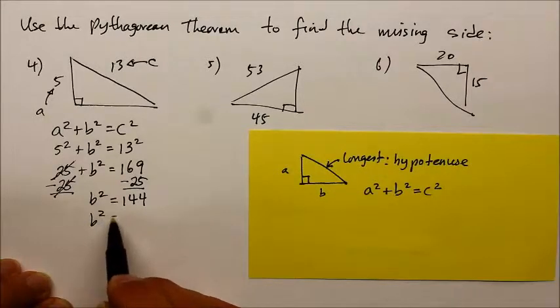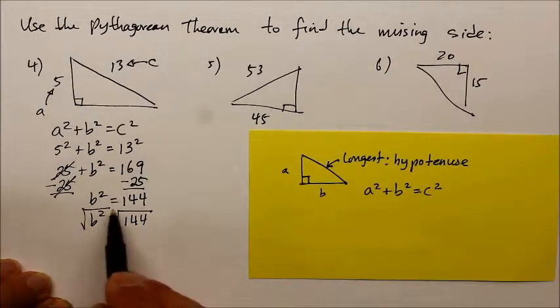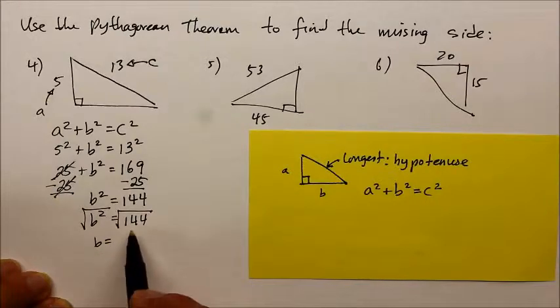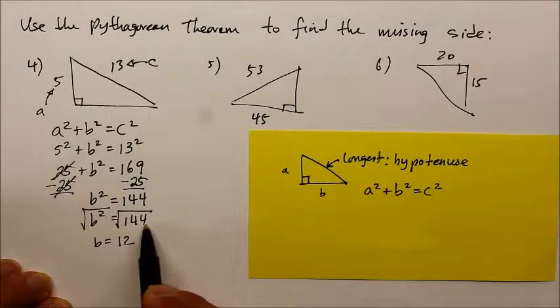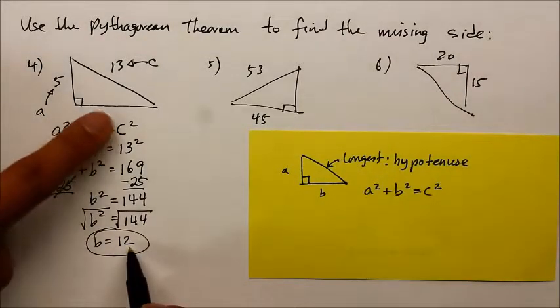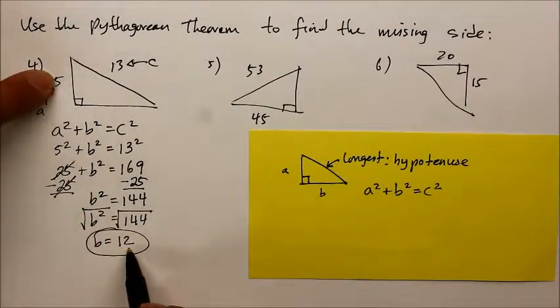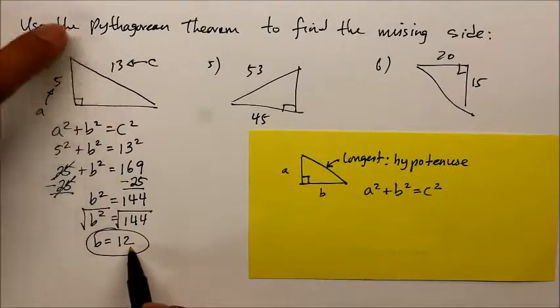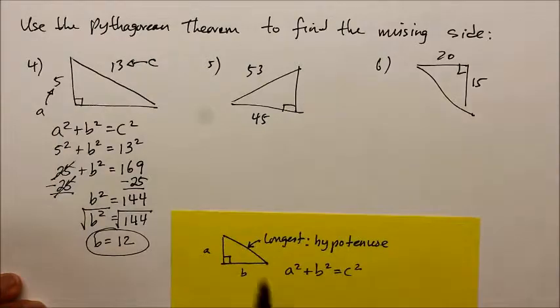So if you square root both sides of the equation, the square root of b squared, since this is like saying b times b, is b. And you know that the square root of 144 is 12, because 12 times 12 is 144. So the missing side here, the b, is 12. And it makes sense. 5 is the short part, 12 is the longer part of the leg, and the longest part is 13. All right then. How about number 5, huh?